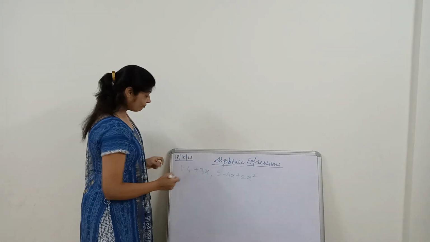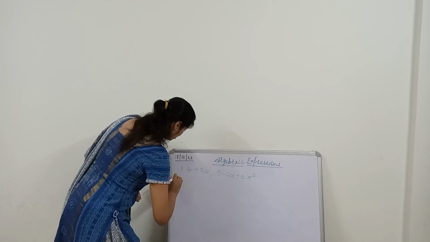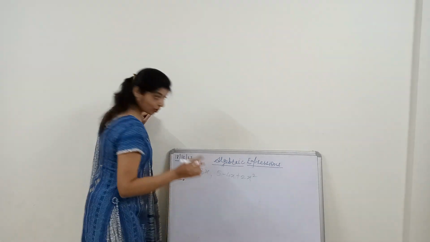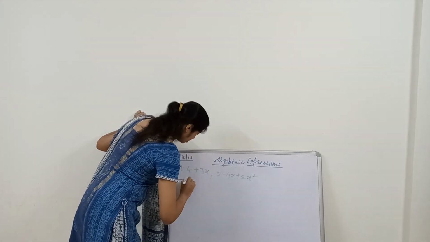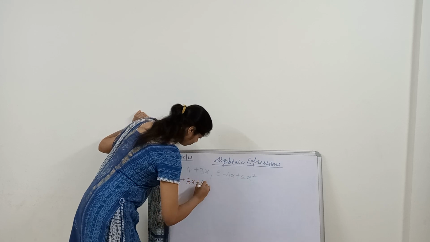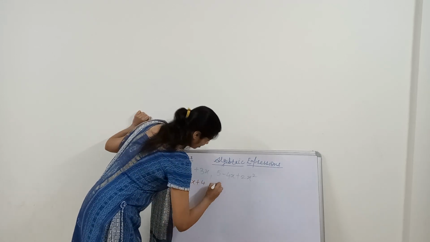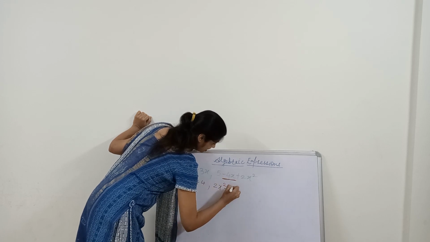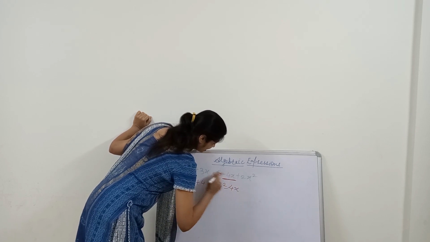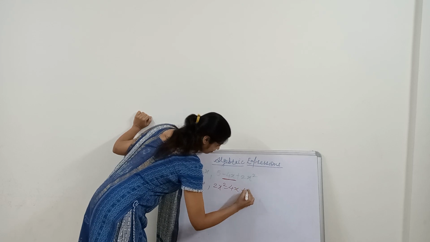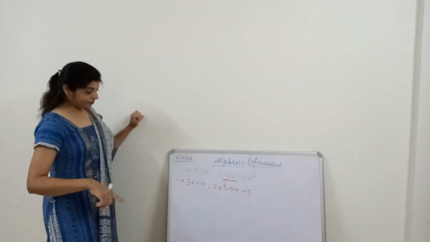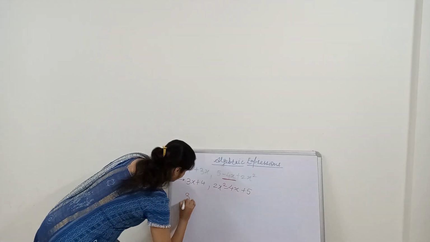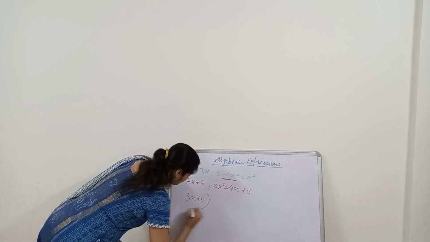Now, 4 plus 3x. First I'll rearrange it, always. So this would be 3x plus 4. And the other one, 2x square minus 4x, and 5 has no sign, which means it's plus 5. Now you can add them. How? Right here, 3x plus 4 in bracket.